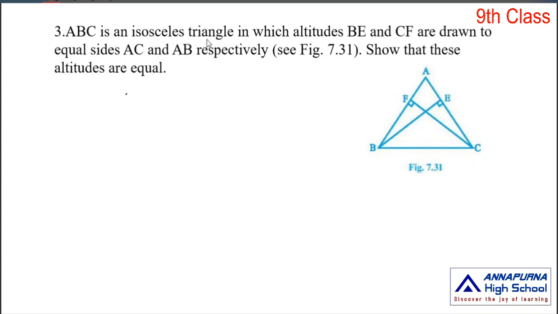ABC is an isosceles triangle in which altitudes BE and CF are drawn to equal sides AC and AB respectively. See the figure 7.31. Show that these altitudes are equal.